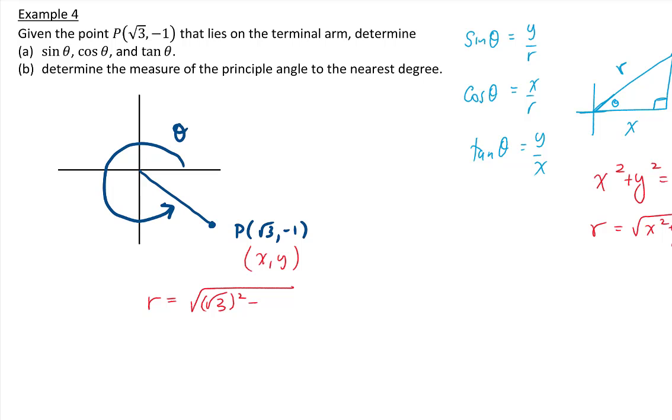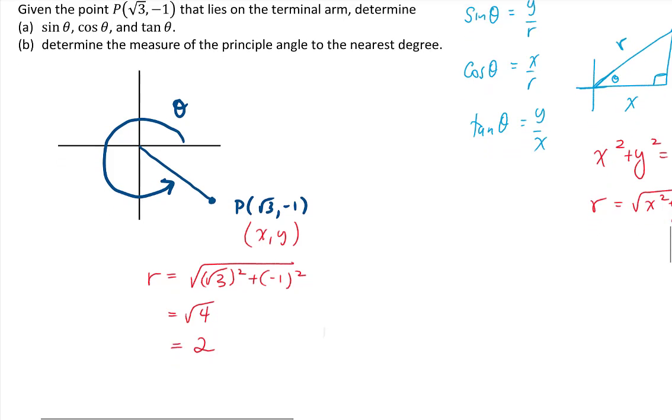So again, r is equal to the square root of root 3 squared plus negative 1 squared. Root 3 times root 3 is 3. Negative 1 times negative 1 is 1. So we get the square root of 4, which means we have a radial arm of length 2. So now we have everything to determine sine, cosine, and tangent.